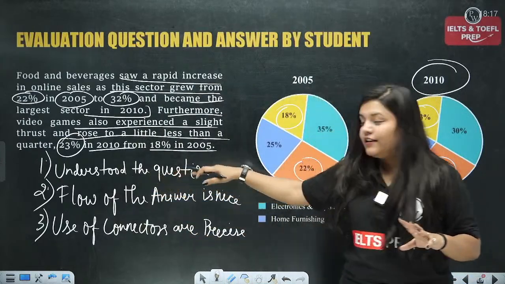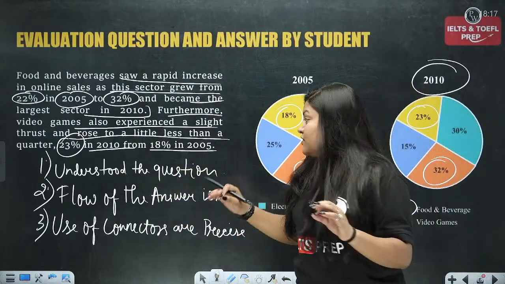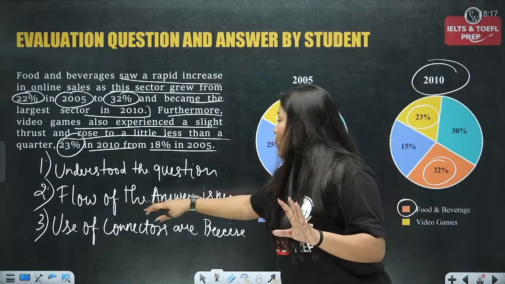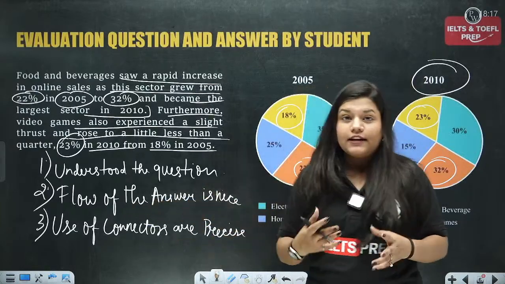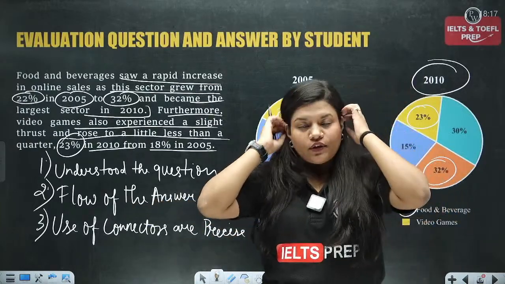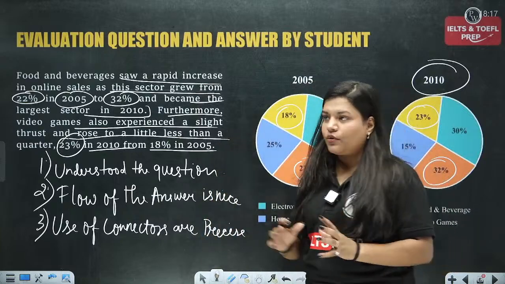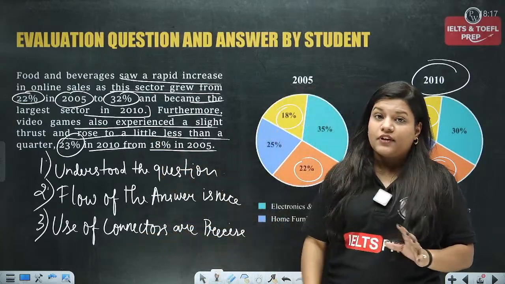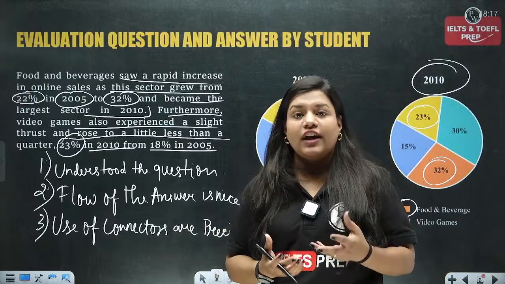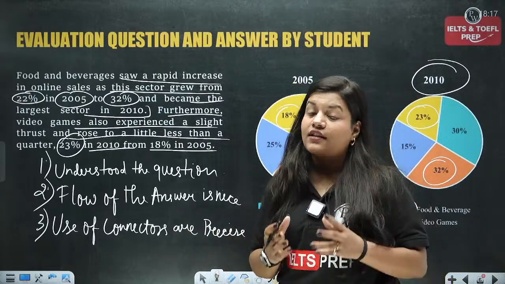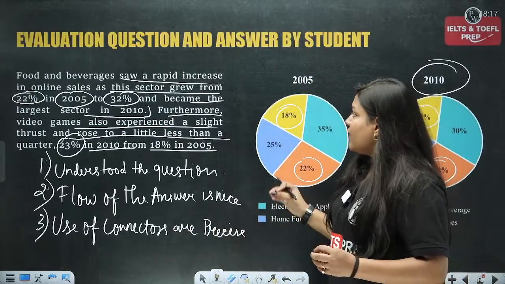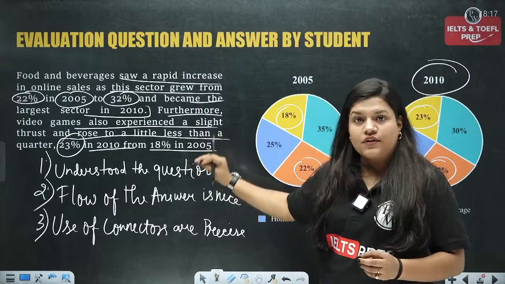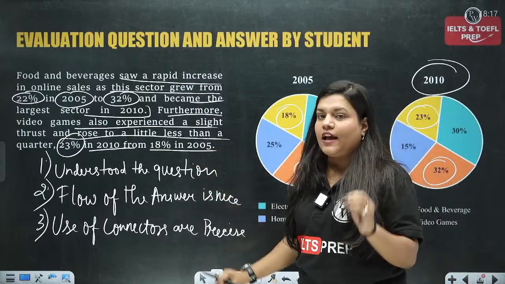The student has understood the question really well, which is a very good thing. The flow of the answer is really nice. It is in sequence, no doubt, and it brings a clear picture. The use of connectors is precise. And one thing I would like to say is that there is no repetition in the entire answer, which is something I need to appreciate.